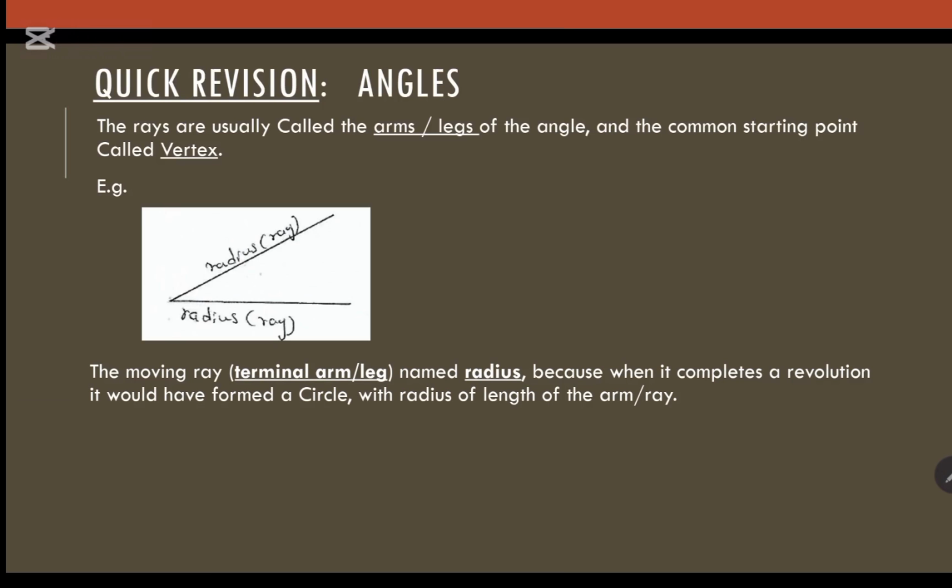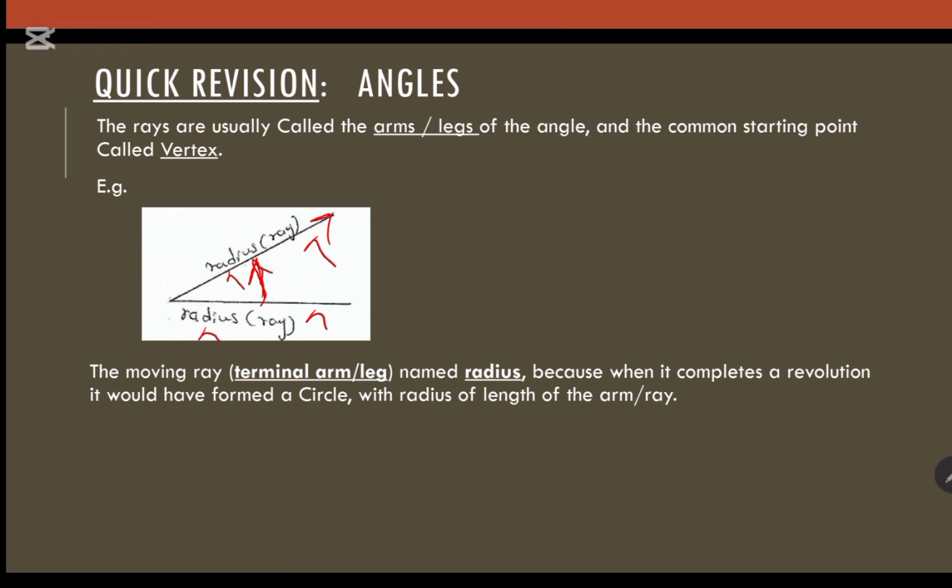Now, let us look at the example that I just put here. There is an angle formed here between two rays. Now, this angle is made by these two rays, the first one here and the second one there. You will notice something here on the rays that I wrote radius, and I will talk about that just now. But let's talk about this terminal arm, the ray that opened up to form the angle. This arm here is called the terminal arm or the terminal leg. That is the arm that opened up to form the angle.